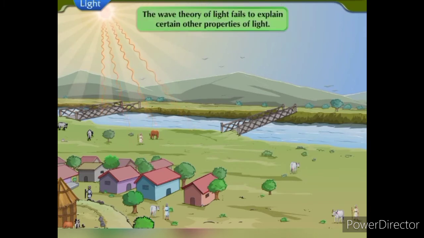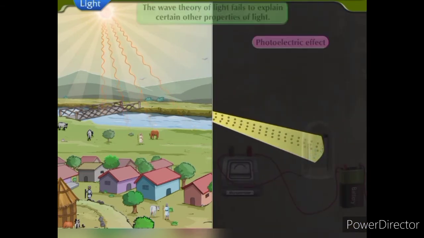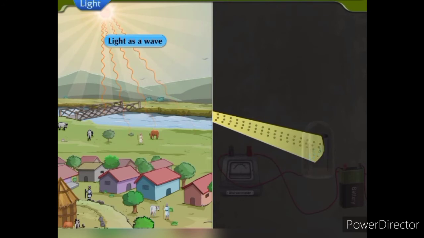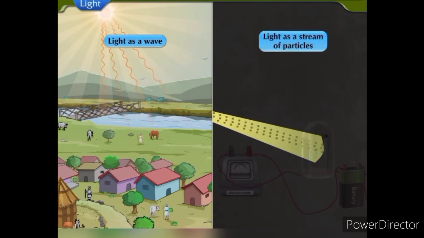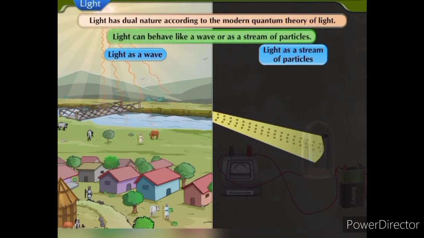But the wave theory of light fails to explain certain other properties of light, such as the photoelectric effect. Thus, we can explain some properties of light by considering it as a wave and some others by considering it as a stream of particles. This confusion about the true nature of light was resolved when the modern quantum theory of light emerged. According to this theory, light has dual nature. It can behave like a wave or as a stream of particles. Till now, this theory is the most successful theory to explain the nature of light.